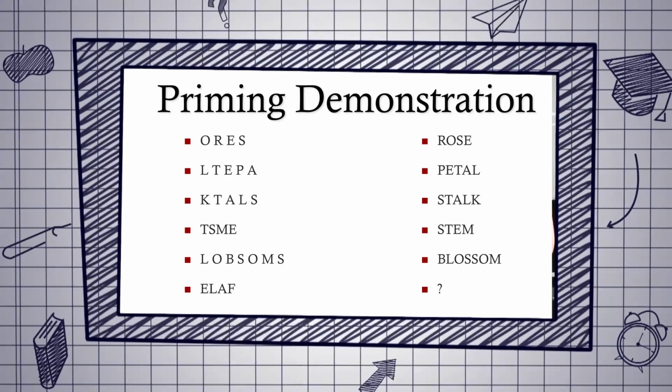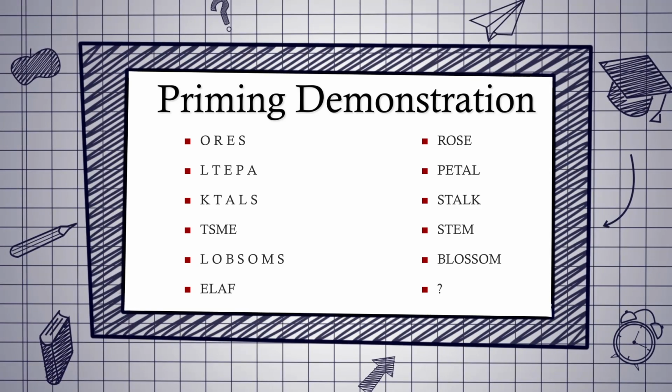Let me use one small example to illustrate the idea of dispositions. What I have here are two lists of words. On the left are scrambled words. On the right are the correct words. Your task is to unscramble these from the left to the right. This is not a very difficult task, and you can actually solve them one by one. Let's do them together. You can see the first one is rose, and then petal, stalk, stem, blossom.